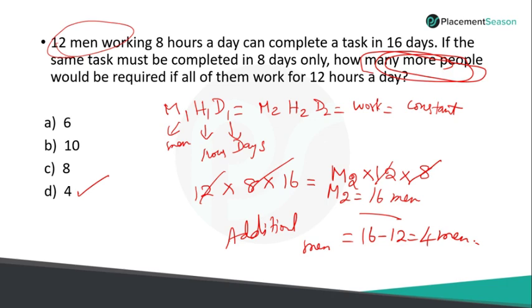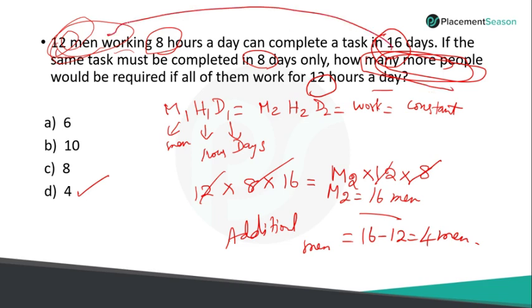So the key here is you need to make the calculation very fast. Once looking at the values, you can directly solve from the question. Here you can see the value 12, you can see the value 8. So this 8 and 12 will be cancelled. So this 16 should be the answer. But here the question is how many more? Again, directly go for 16 minus 12, which is 4 men. Clear? Good. So now we will try the next question.